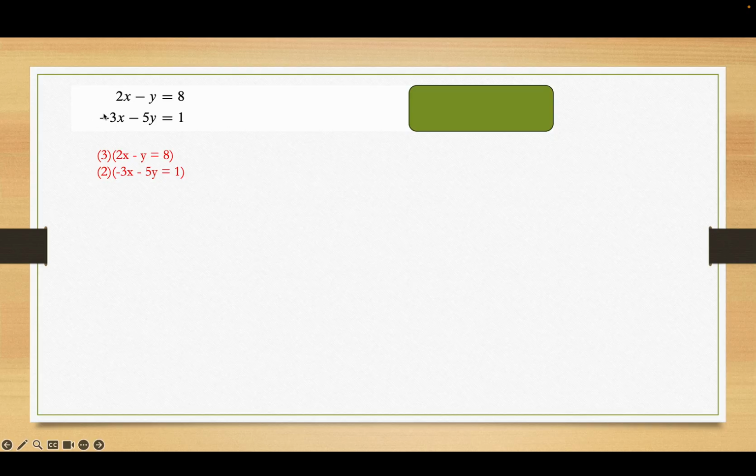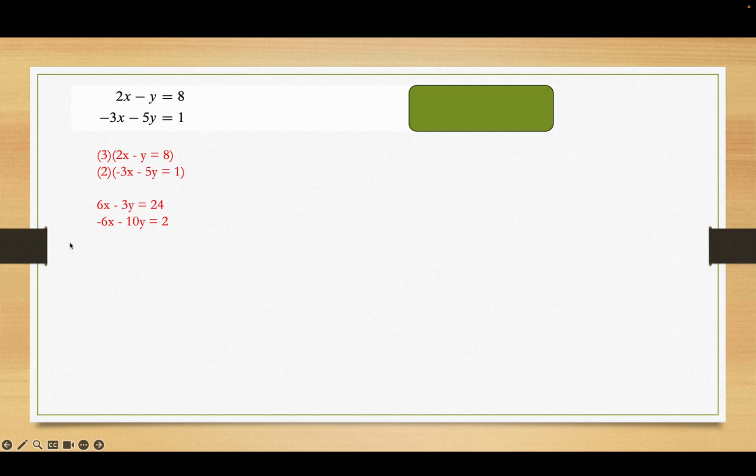So I want to get rid of the x's. I realize 6x is a multiple of 2 and 3. And this is why I like to do it this way, because it's like the previous problem: what does the bottom denominator have that the top one needs? It's a 3. Vice versa, what does the top have that the bottom needs? It's a 2. I don't need to put a negative sign anywhere because it's already there. So distributing the 3, I get 6x minus 3y is 24. Distributing the 2, I get negative 6x minus 10y is 2.